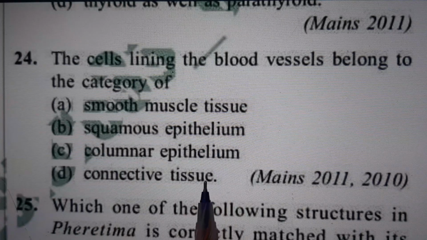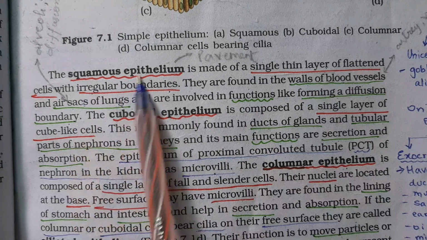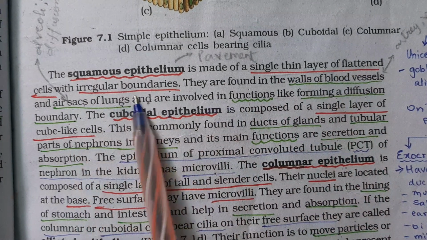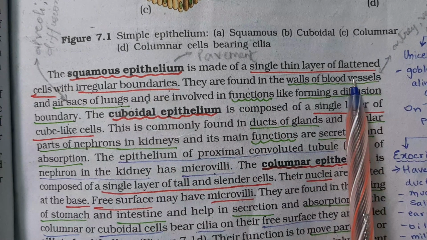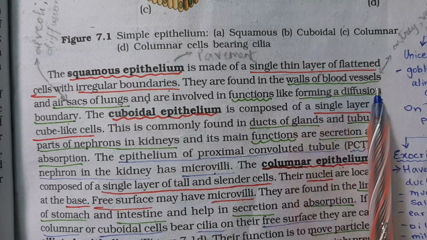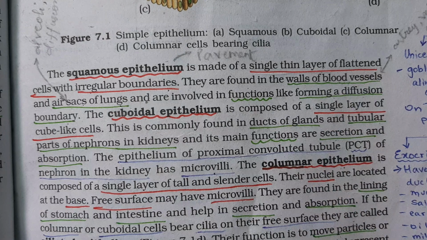Let us look at its NCERT. Page number 101, we have the squamous epithelium is made up of a single thin layer of flattened cells with irregular boundaries. They are found in the walls of blood vessels, nothing but the cells lining the blood vessels. So, the correct answer is squamous epithelium.